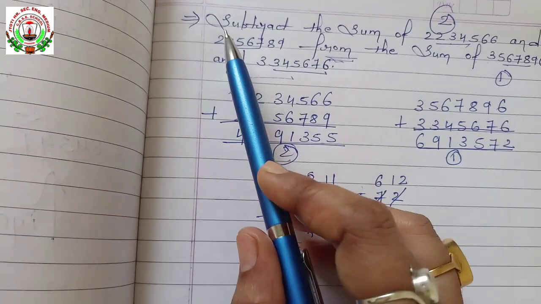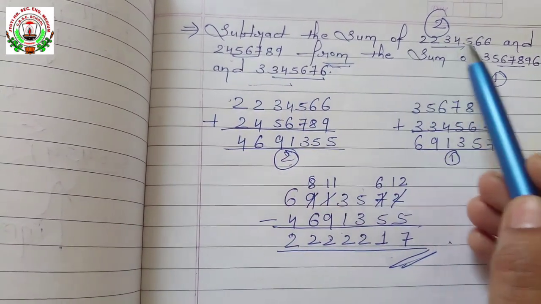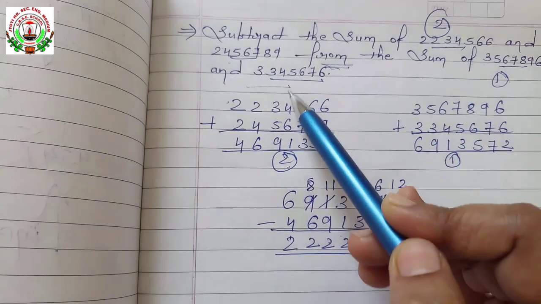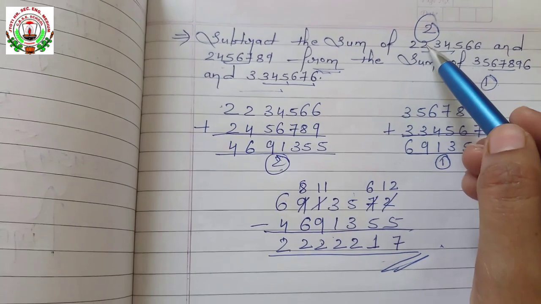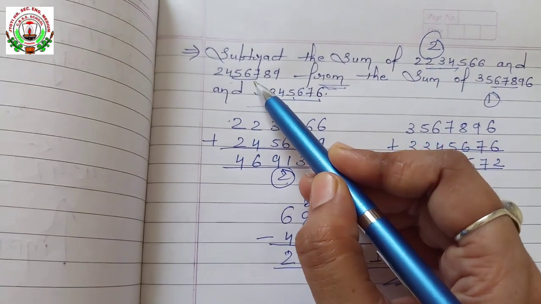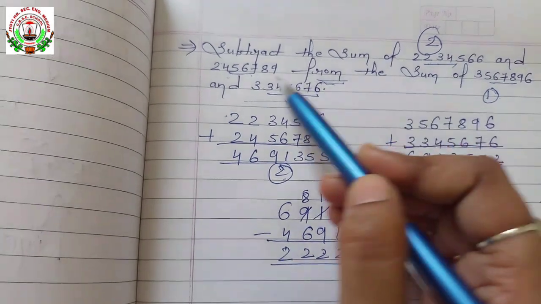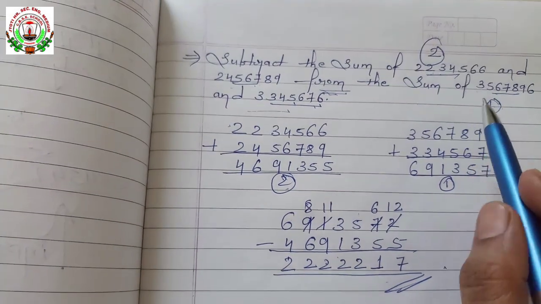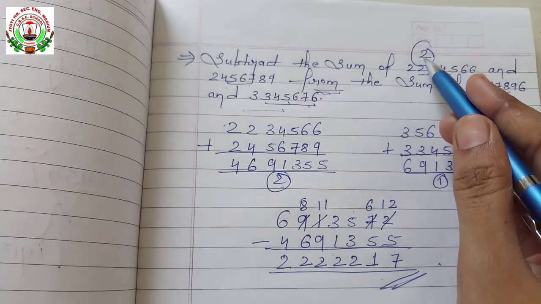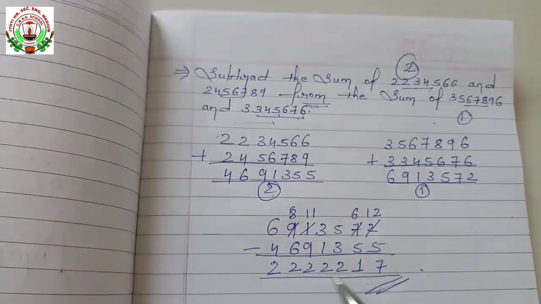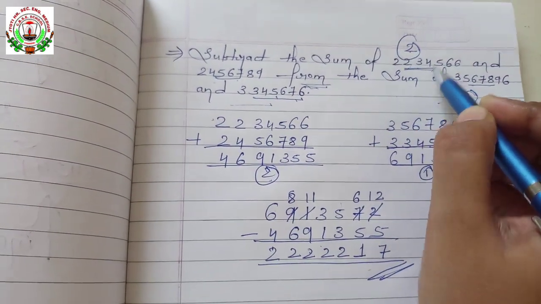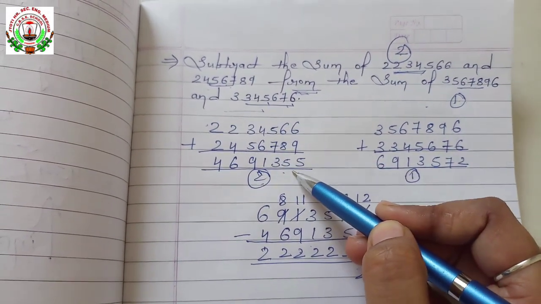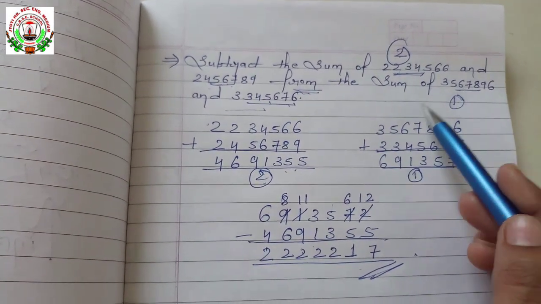Now here I have taken another question. Subtract the sum of these two numbers from the sum of two other numbers, which is also given. So first what we will do, we will add these two numbers, and again we will add the other two numbers, and after getting the sums we will subtract. So let's start. I have taken first this number and this number for adding. So here I have added these two numbers, and here the second one, again I have added these two numbers.